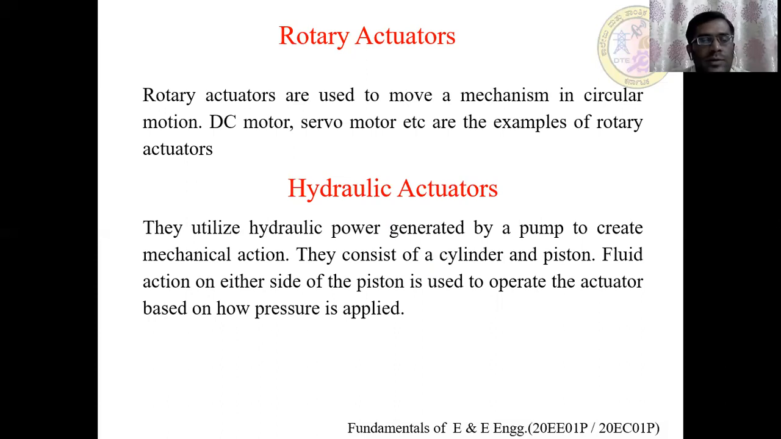Hydraulic actuators utilize the hydraulic power generated by a pump to create a mechanical action. They consist of a cylinder and piston. Fluid action on either side of the piston is used to operate the actuator based on how the pressure is applied. So in hydraulic actuators, we use the hydraulic power generated by the pump to create a mechanical action.